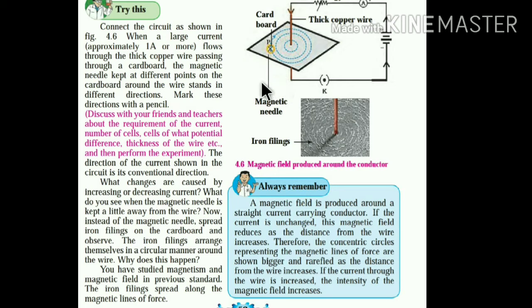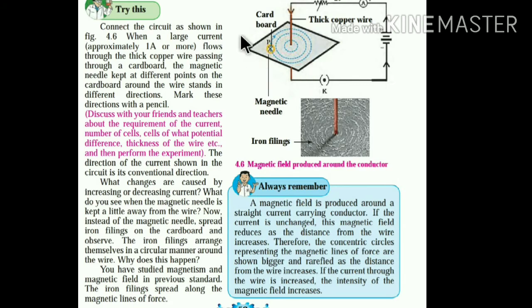You can do this experiment in your home also. For this, you need only the cells or battery and a plug key. But here they are showing us a resistor and also the ammeter. So as this circuit is joined here, let's see.